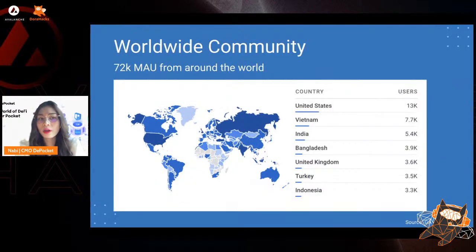Here's the worldwide community. This is the data from Google Analytics last November, and you can see that most of the users come from the United States, Vietnam, India, Bangladesh, United Kingdom, Turkey, and Indonesia. We also have a community on Telegram with around 65,000 members.